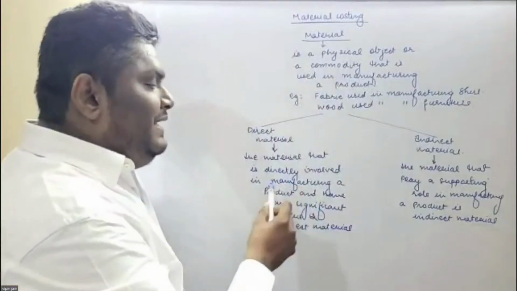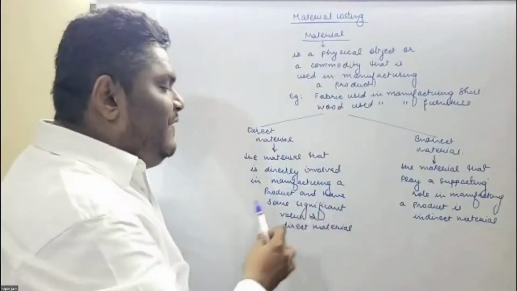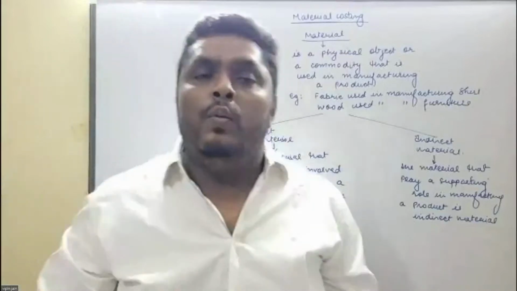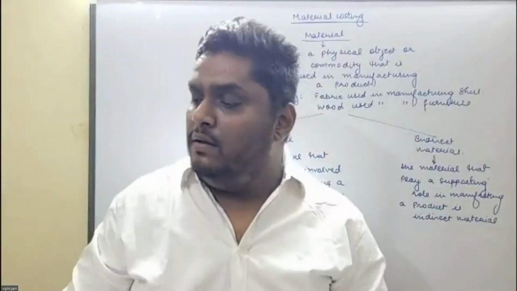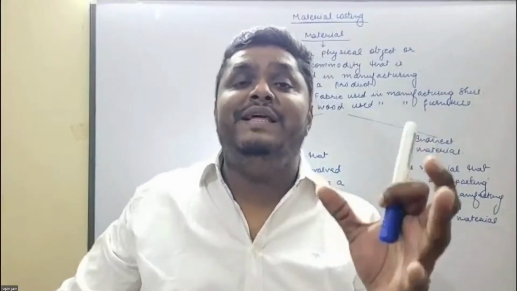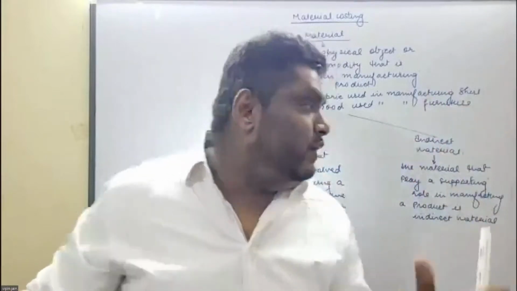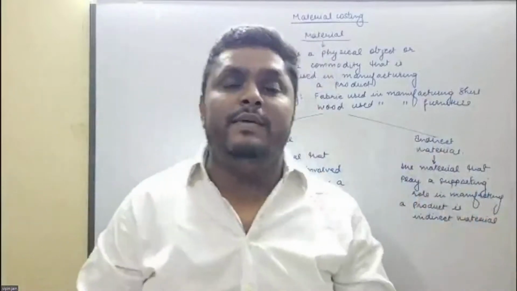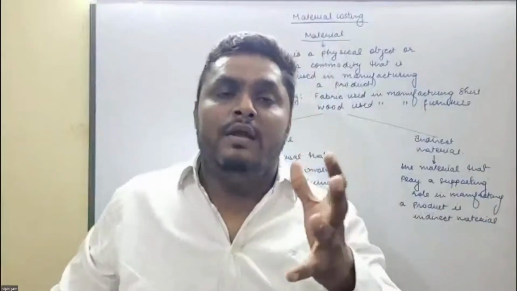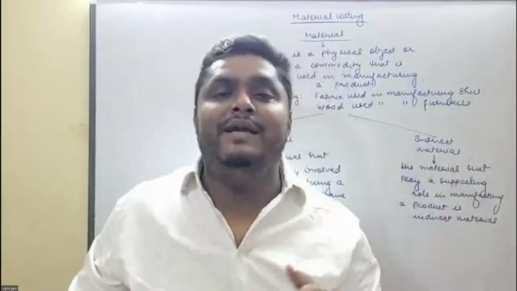Direct material, the material that is directly involved in manufacturing a product and have some significant value is direct material. When talking about indirect material, the material that play a supporting role in manufacturing a product is indirect material. Let me discuss this with the help of an example, the difference between direct and indirect material.